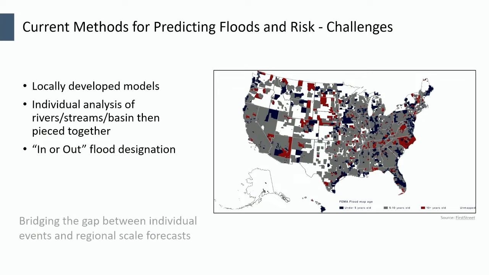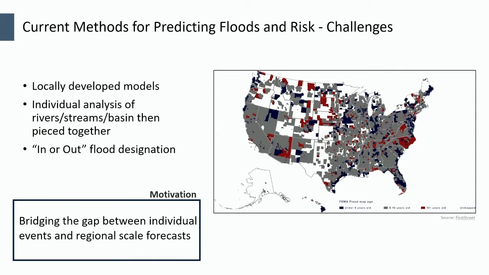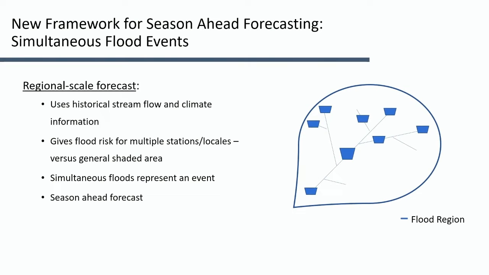So what we're aiming to do here, and the motivation, is to be able to bridge the gap between all these individual events and take into account regional scale forecasts. We're aiming to look at these individual events, but collectively. So that's where this new framework comes in for detecting floods.